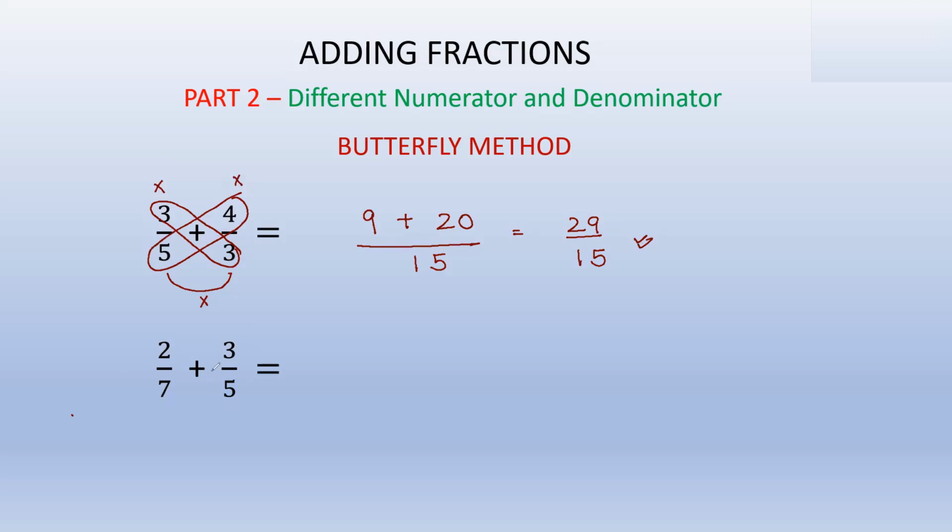Similarly, we will solve the next example. 5 times 2 is 10. Then 7 times 3 is 21. We multiply. And in the denominator, we take both the denominators and we multiply them. 7 times 5 is 35. Now, the denominator is 35 and 10 plus 21 is 31. So we get the answer as 31 by 35.